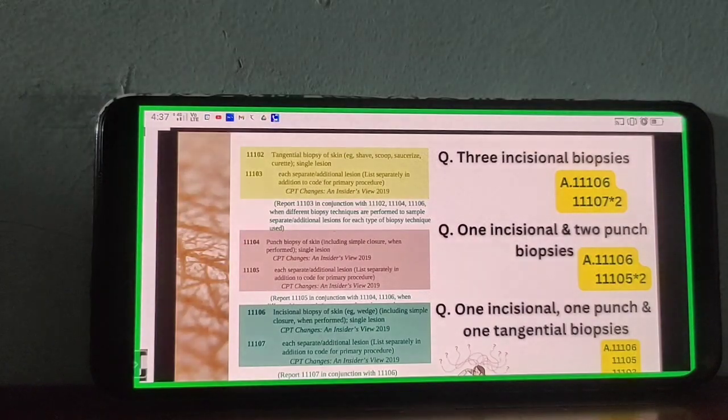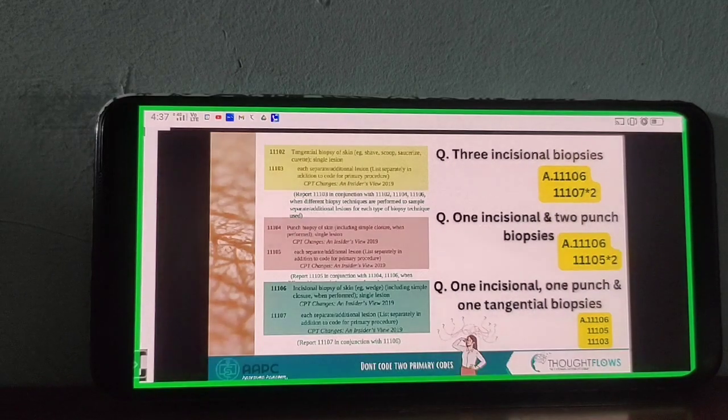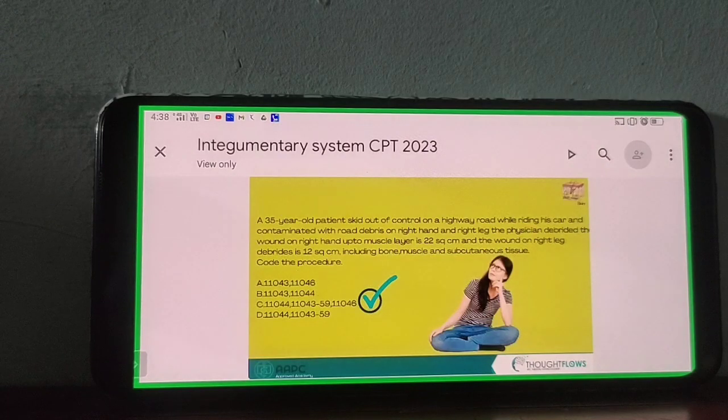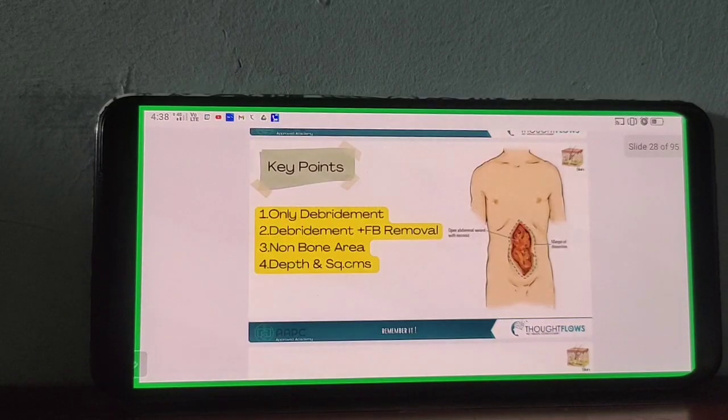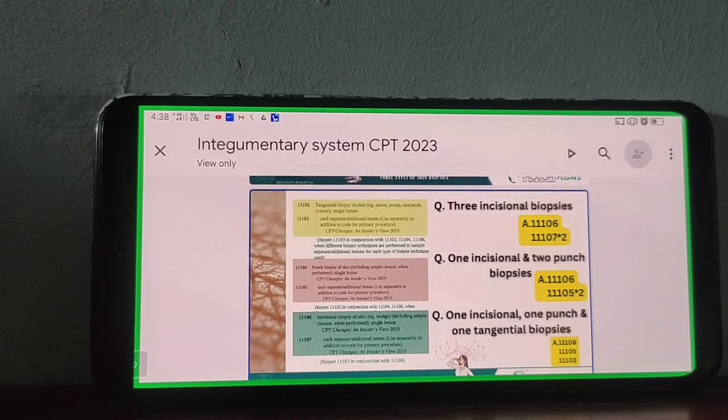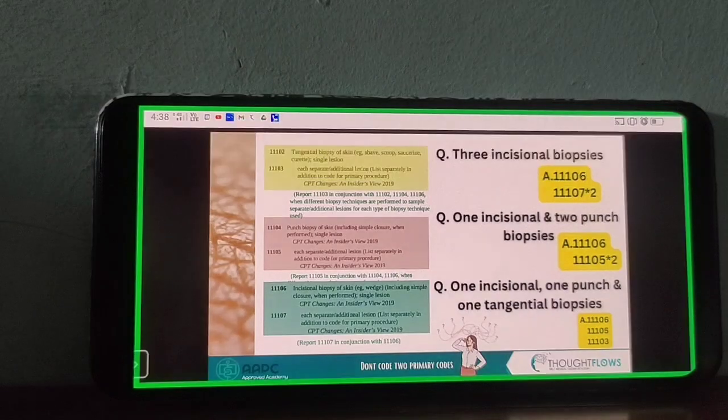In this code description, actually for the entire CPT section, we can report more than one primary at the same time. Like here, we are reporting more than one primary: 11044 and 11043 are also primary. So for the entire CPT codes, we can report more than one primary, but we have some exception cases. For a few concepts only, we can't report more than one primary at the same time.